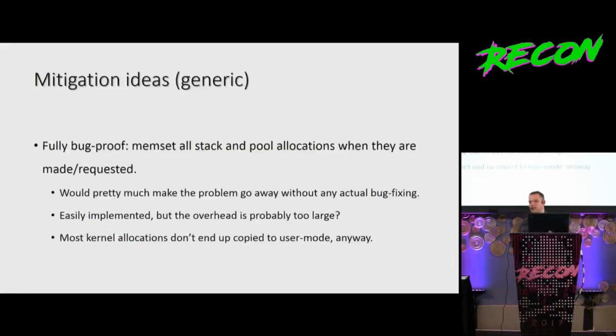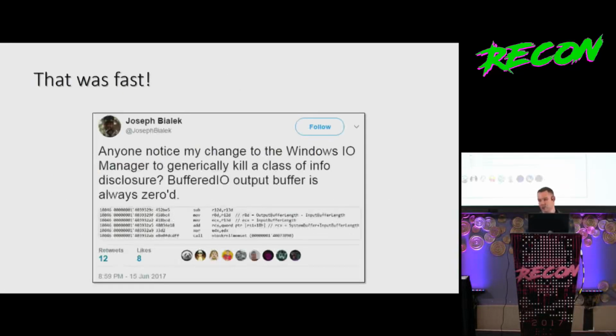When it comes to mitigation ideas, there are some fully bug-proof ideas. For example, just memsetting all of the stack and pool allocations when they are made. Of course, this would be the perfect solution. It would make the problem go away because there would be no uninitialized data anymore. It would be probably quite easily implemented, but the overhead could be too large, I suppose. And also, it wouldn't make so much sense because most of the kernel allocations don't end up copied into user mode anyway, so it would be a little bit of an overkill.